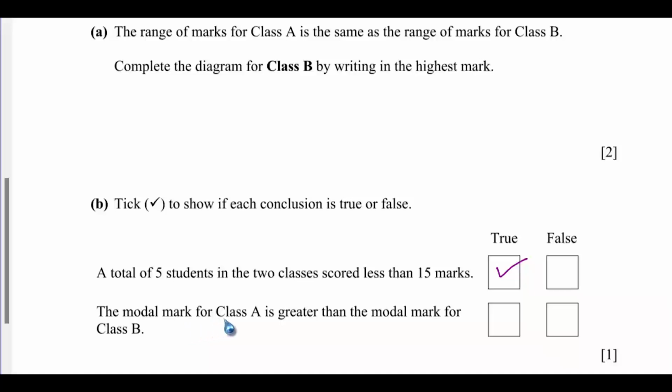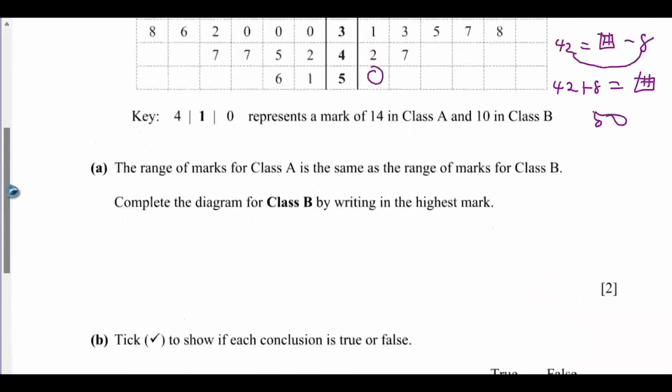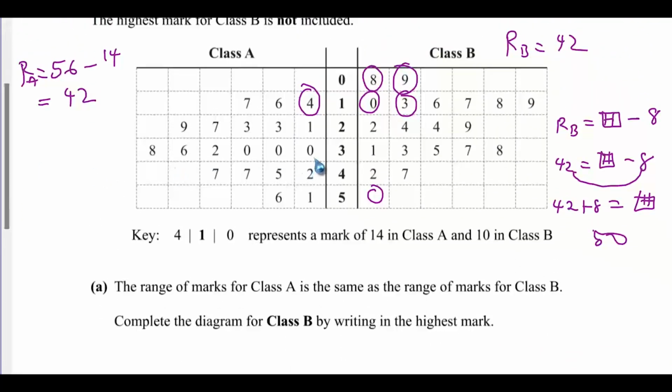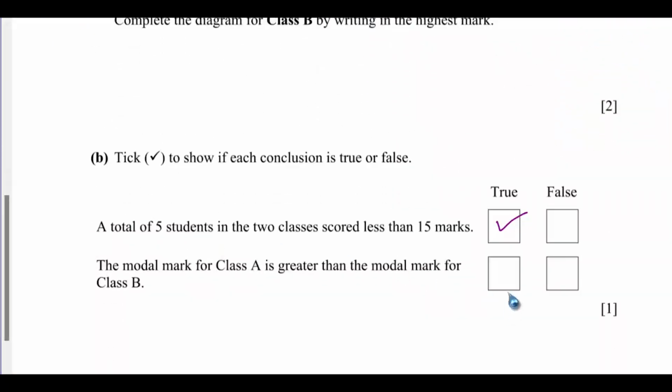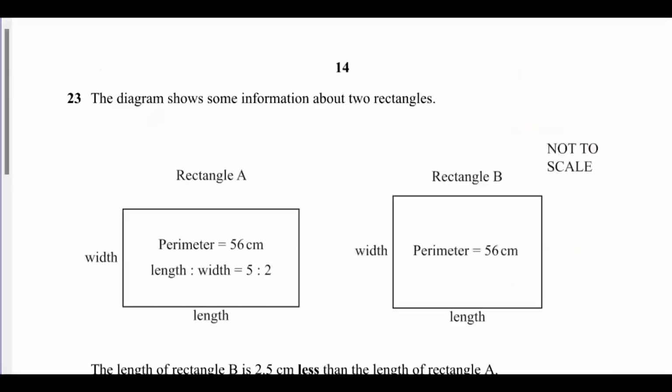The modal mark for class A is greater than the modal mark for class B. So the modal mark here is 30, as it appears 3 times. So let's check the modal mark here. The modal mark here will be 24. Of course, 30 is greater than 24. So that is also true. Okay, so let's go to the next question.